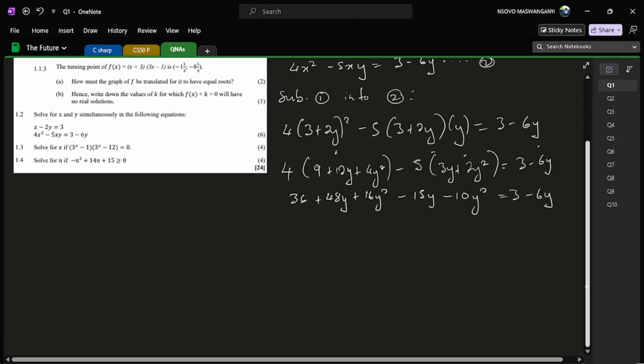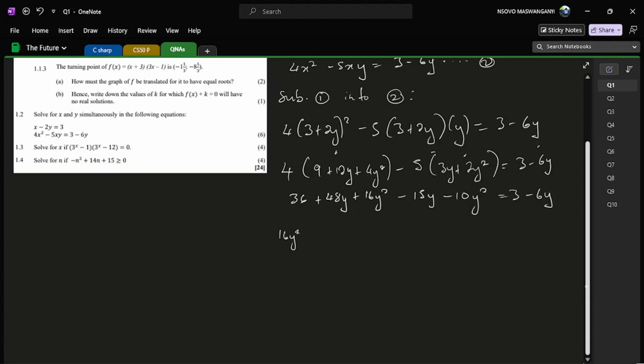Now let's try to bring everything on the same side. So in other words, we're going to bring 3 and negative 6y to the left hand side, and I would like us to format this in a way that we know. So in other words, we're going to say 16y squared minus 10y squared because these are the y squareds, and then I would like us to say 48y minus 15y plus 6y, because this is the 6y that is coming from the right hand side, right? So let's see, 48, 16, negative 15, negative 10y squared, right?